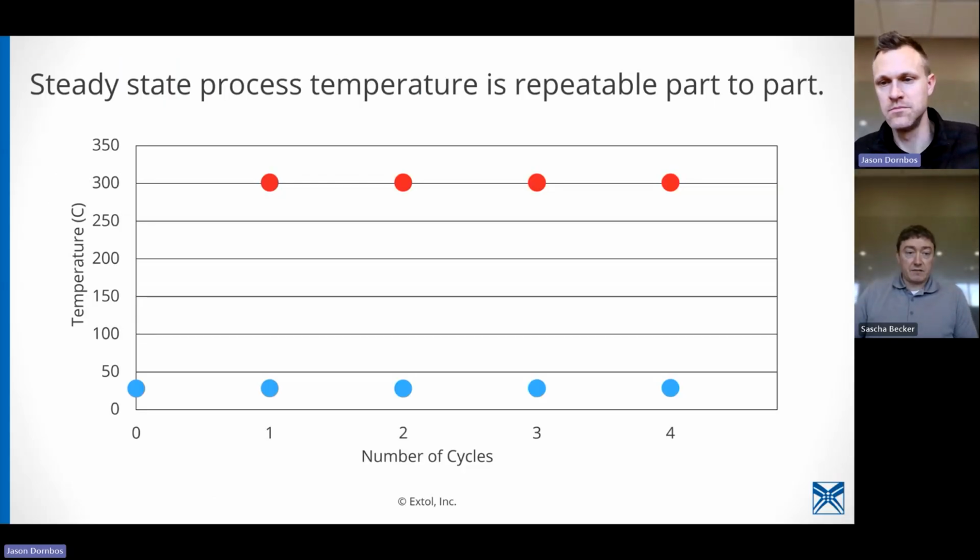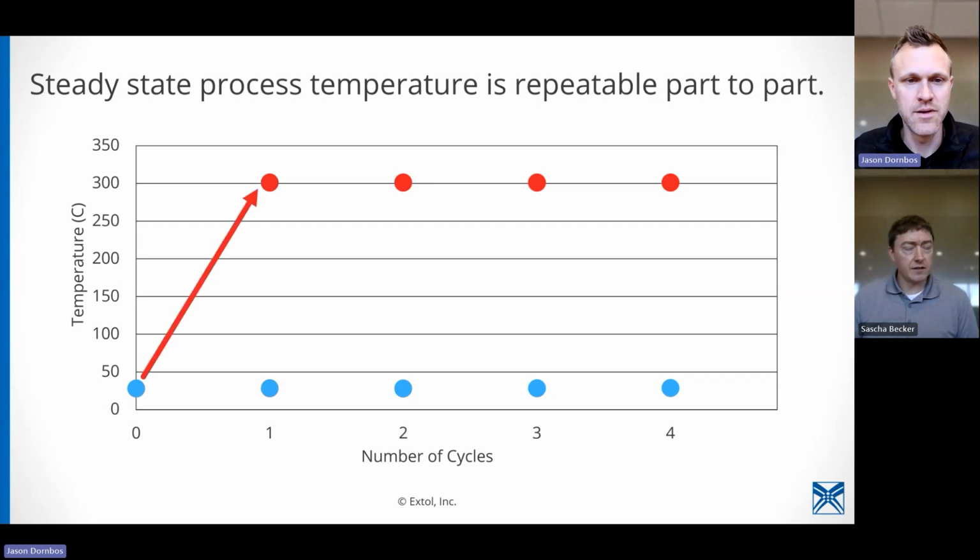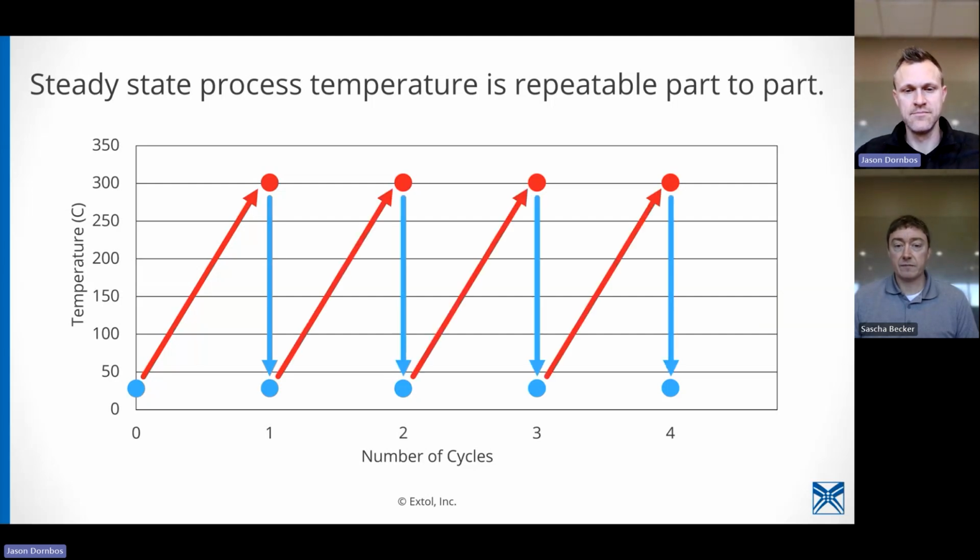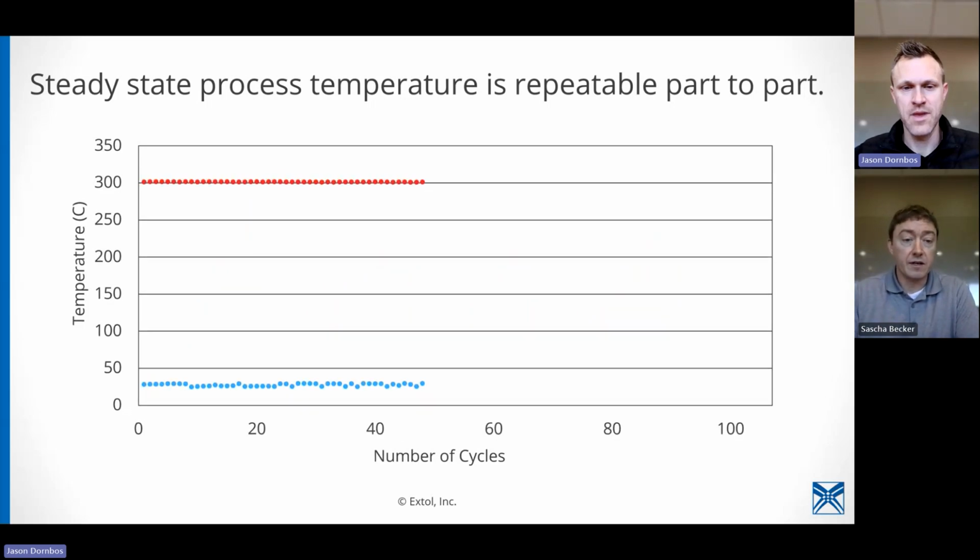So this graphic just kind of shows the steady state, that it is repeatable. So we start at our room temp. We can ramp up, if you want to go ahead and hit the graphic. We can ramp up to our melt temp, back down to our cool temp, back and forth. So it does keep the temperature process repeatable from part to part.